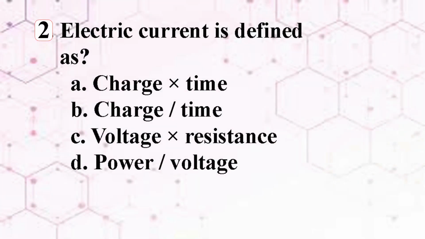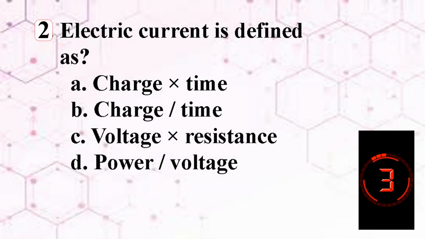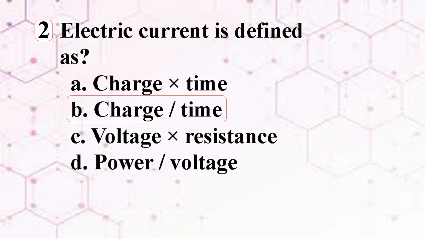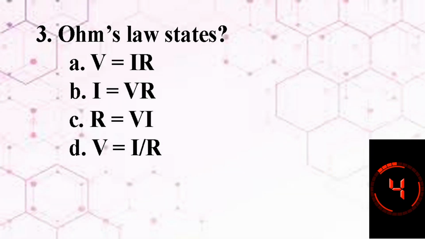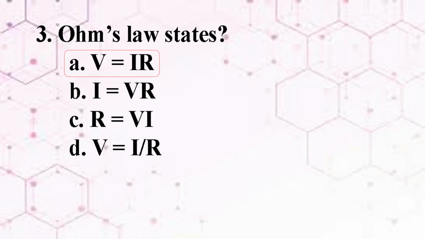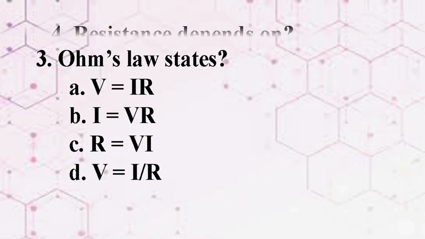Question number 2. Electric current is defined as A charge multiplied by time, B charge divided by time, C voltage multiplied by resistance, D power divided by voltage. The correct answer is B charge divided by time. Question number 3. Ohm's law states A V is equal to IR, B I is equal to VR, C R is equal to VI, D V is equal to I over R. The correct answer is A V is equal to IR.